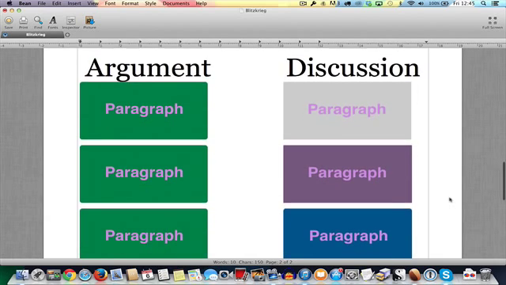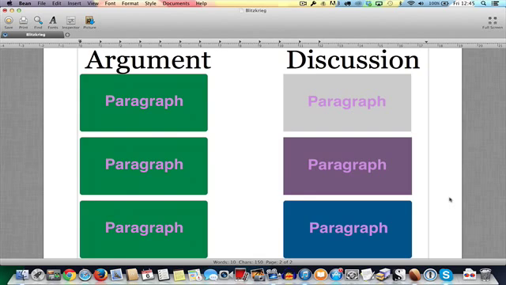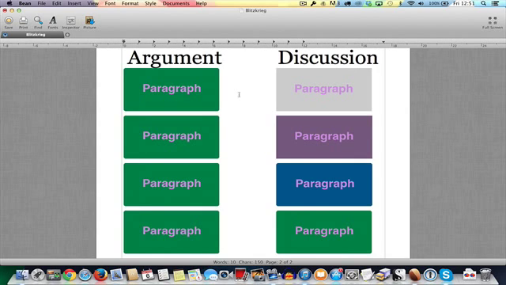Now, I've tried to graphically produce the function of each structure on the screen here. On the left you see argument essay structure, on the right you see discussion essay structure.